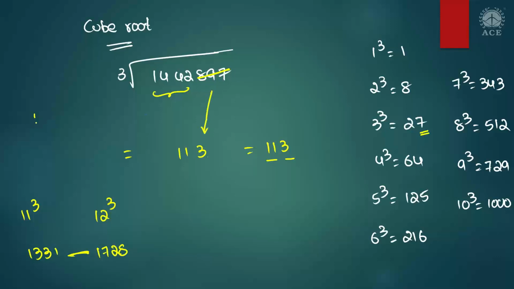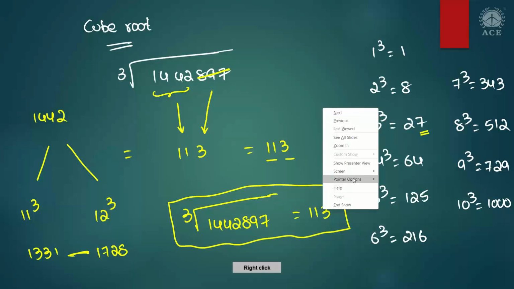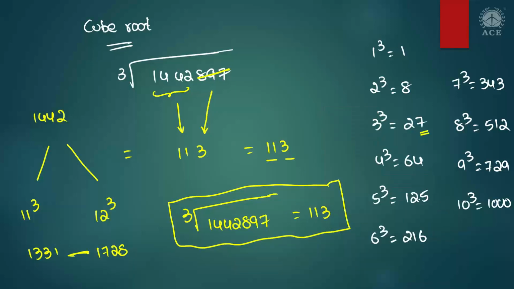Next, 1442 is between 11 cube and 12 cube. The smaller one is 11, so we should take 11 here. Because of this, we are taking 11. So the cube root of 14,42,897 is nothing but equal to 113, my dear friends. Simple. 113. Clear?